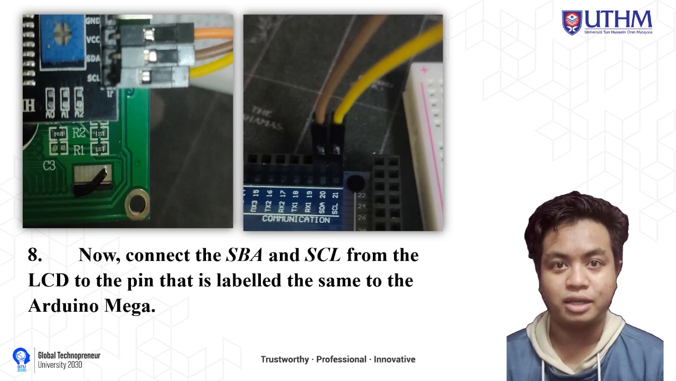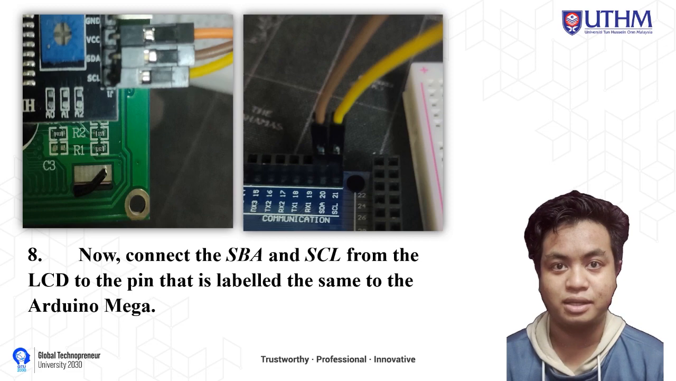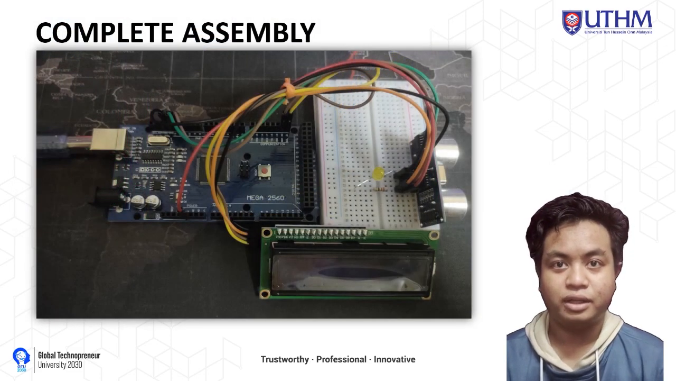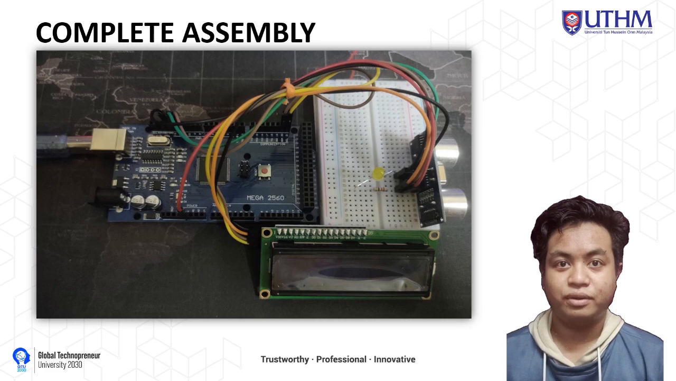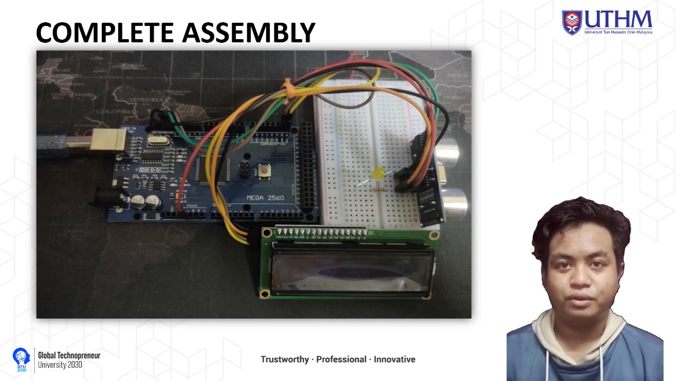Step number 8. Now, connect the SDA and SCL from the LCD to the pins that are labeled the same at the Arduino Mega. With that, we have now completed the assembly of the project. The complete assembly of the project should look identical to the figure shown.